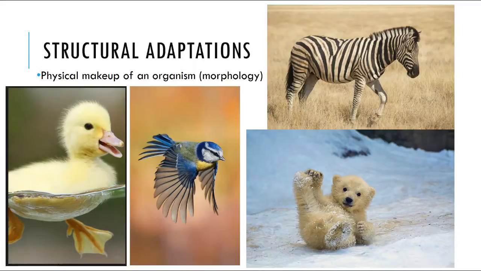A zebra has stripes. Now this morphology on a zebra actually helps it to blend into its environment and helps to confuse predators due to that striping. And we've got a polar bear down the bottom, and a polar bear has a really thick coat of fur that helps it to survive in such cold environments.